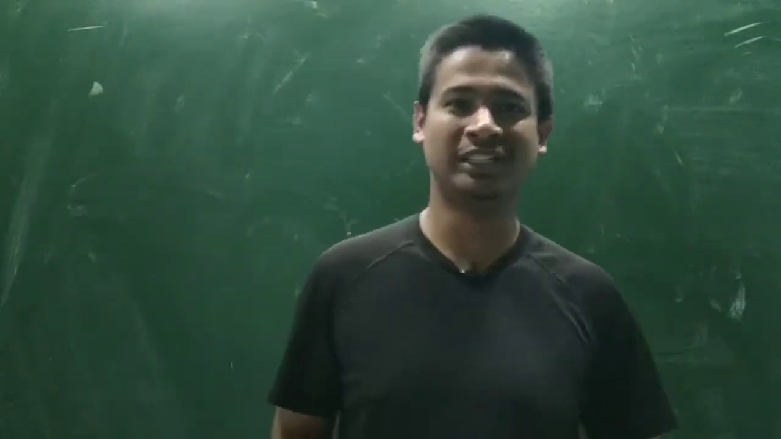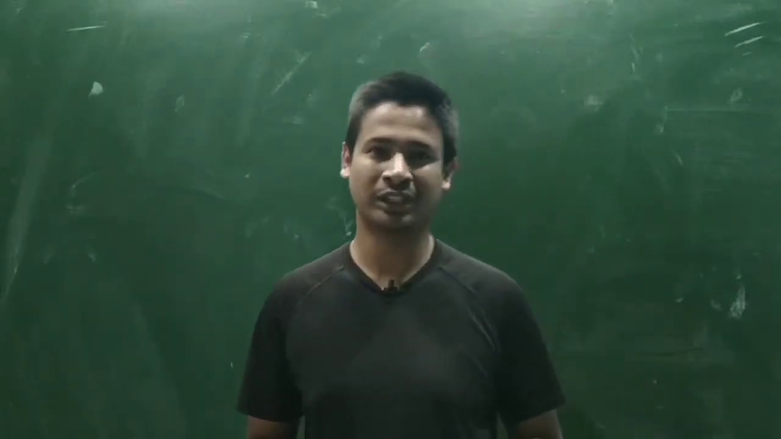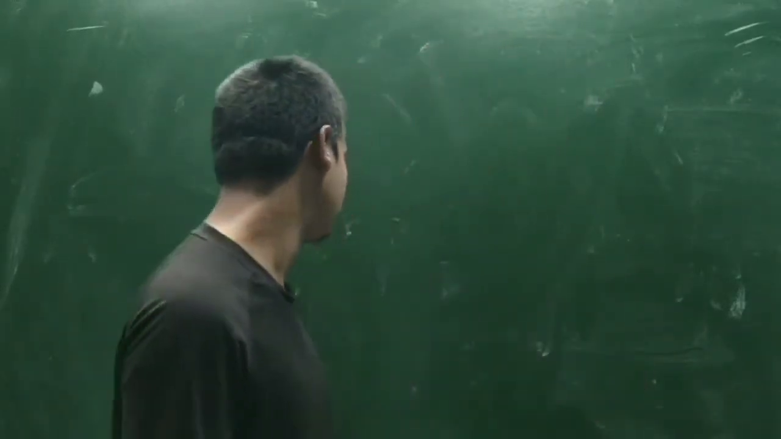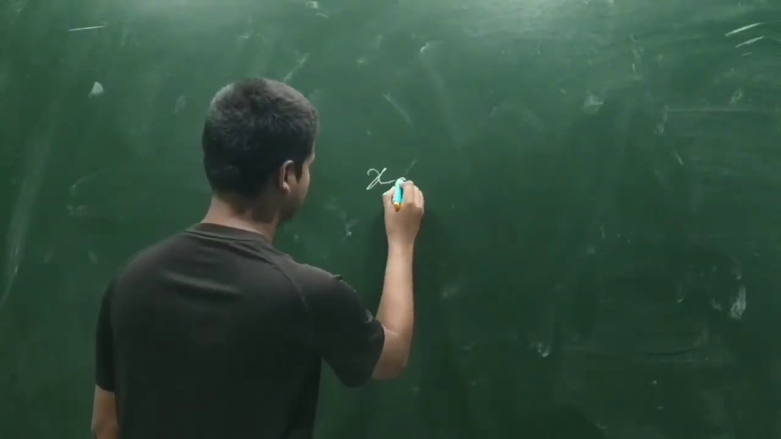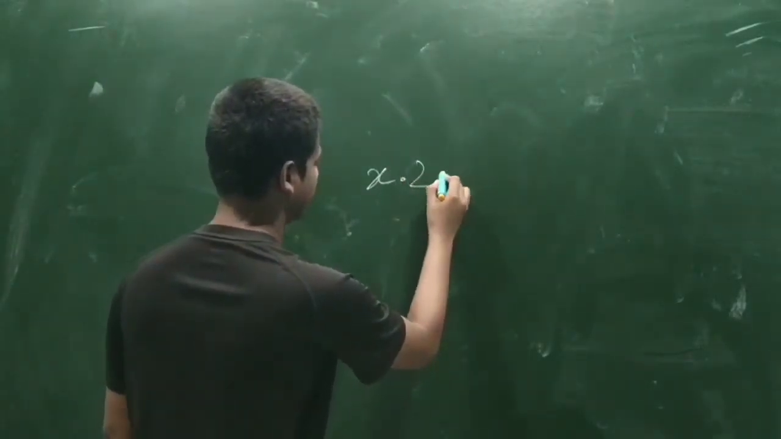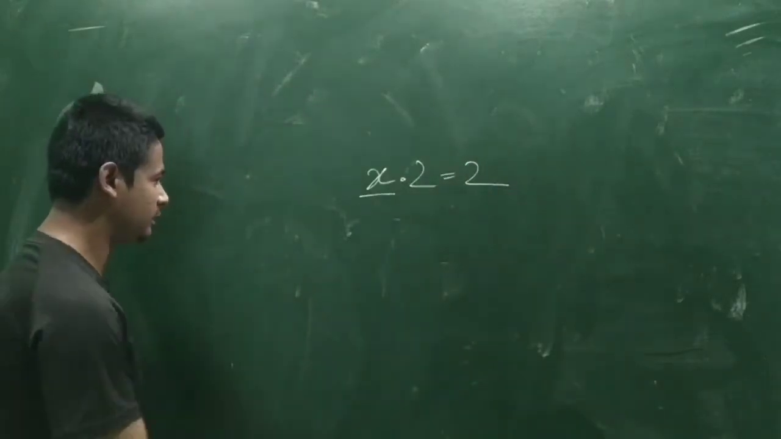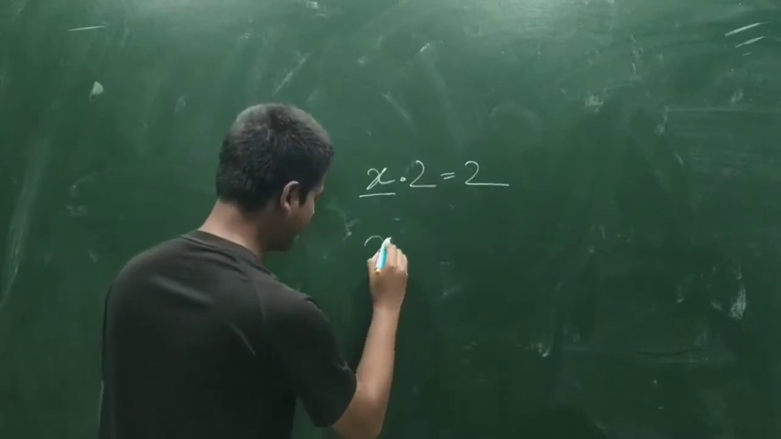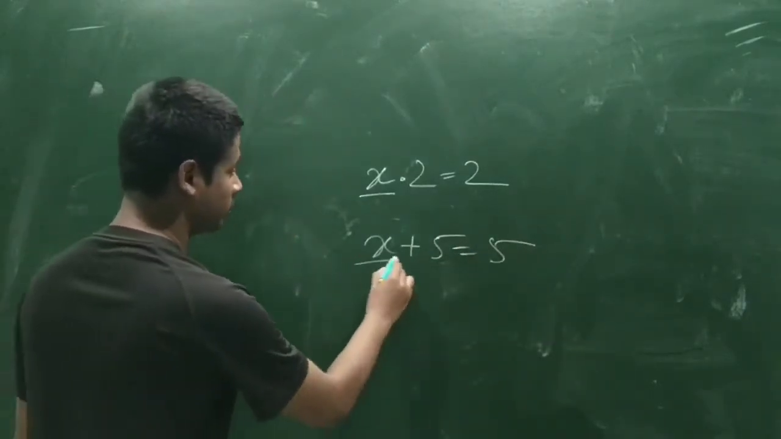So today we will discuss some basic properties of real numbers, those things we always use from school level. See, in school we were asked: x into 5 equal to 2, then what is the value of x? And similarly, x plus 5 equal to 5, what is the value of x?